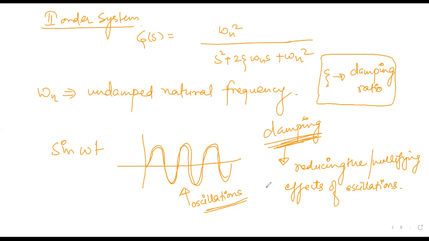This signal has some omega frequency, and this omega is nothing but the undamped frequency. Suppose this pulse looks like this, that means here you have damped its oscillation.